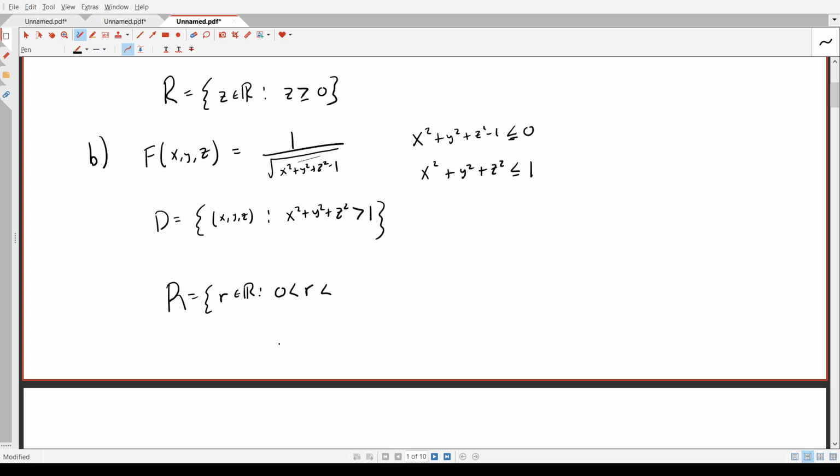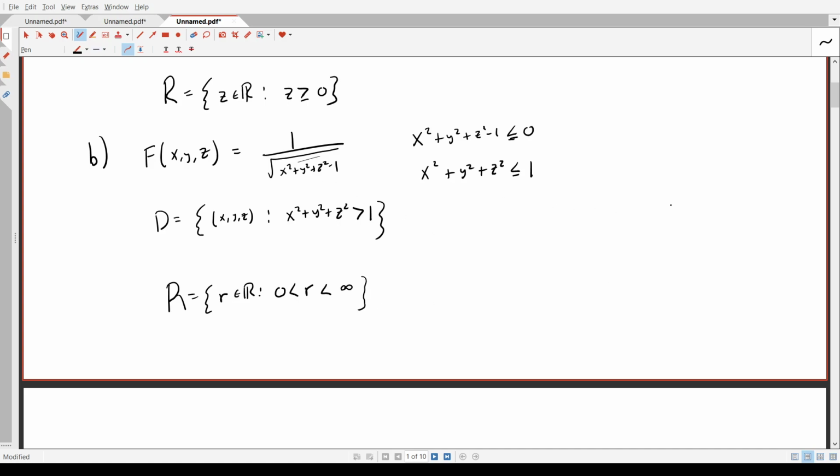And then what's the maximum value? So if x, y, z are really, really close to 1, so it's really, really close to the border here, then x squared plus y squared plus z squared minus 1 is going to be really close to 0. So I will be dividing by a very small number, which gives me a very big number. Basically, that's going to go off to infinity, like this.